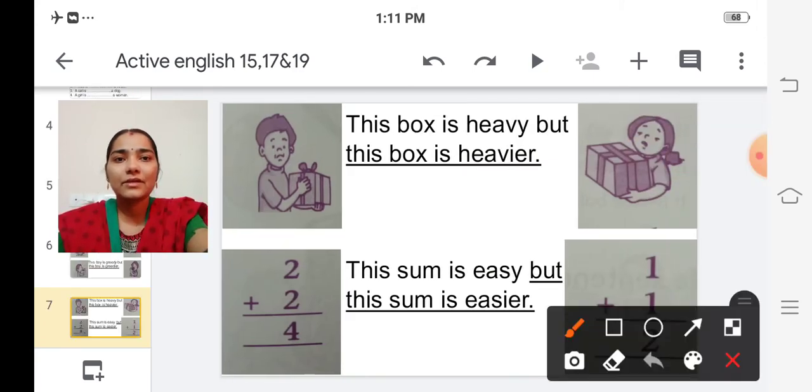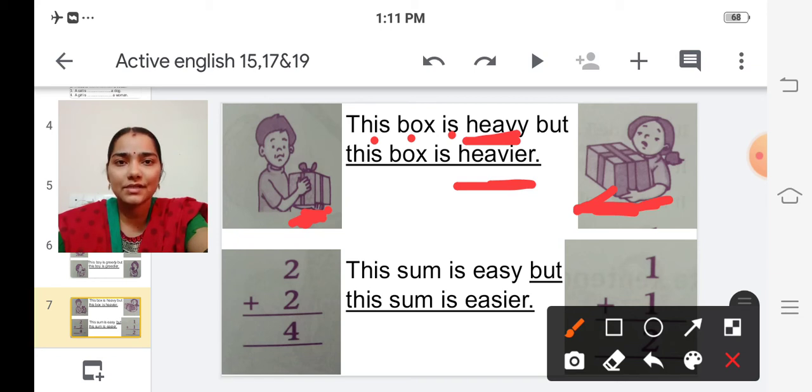Yes. Look at the picture. What is the boy having? A box, isn't it? This girl is also having a box, bigger than this box, isn't it? So, see the sentence. This box is heavy, but this box is, for the word heavy, what do we have to write? Heavier. Heavy, heavier. So this box is heavy, but this box is heavier.